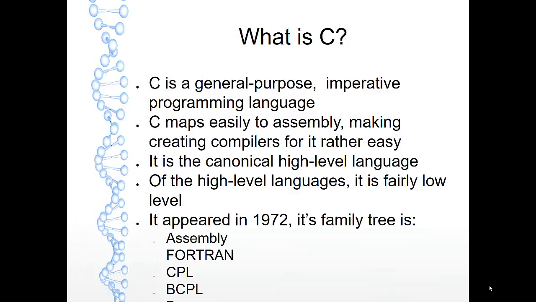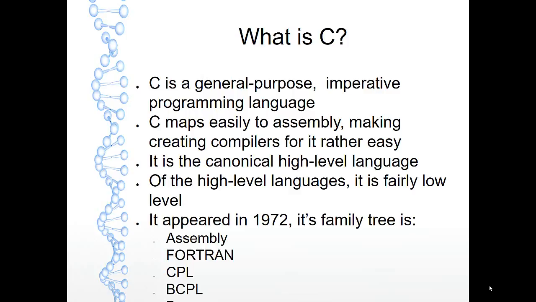So when you write C programs, they easily map to assembly. And assembly is actually the intermediate step between a source code such as C and actual machine code. C easily maps to assembly, and assembly directly maps to machine code. So this makes it a little bit easier to create compilers for C.